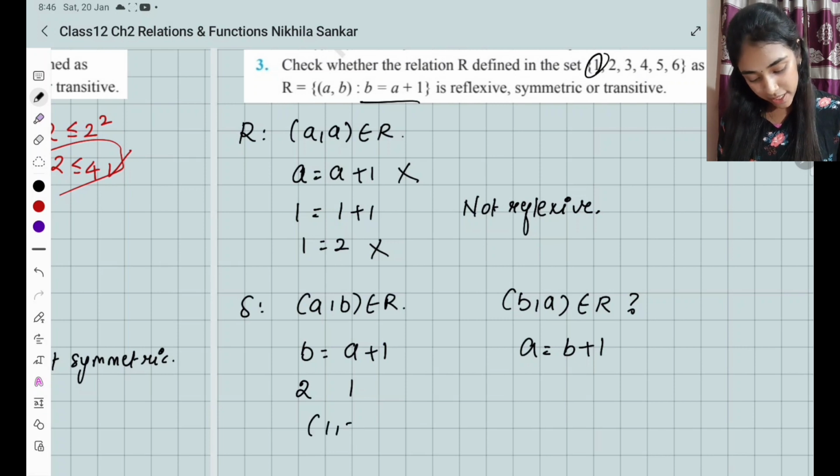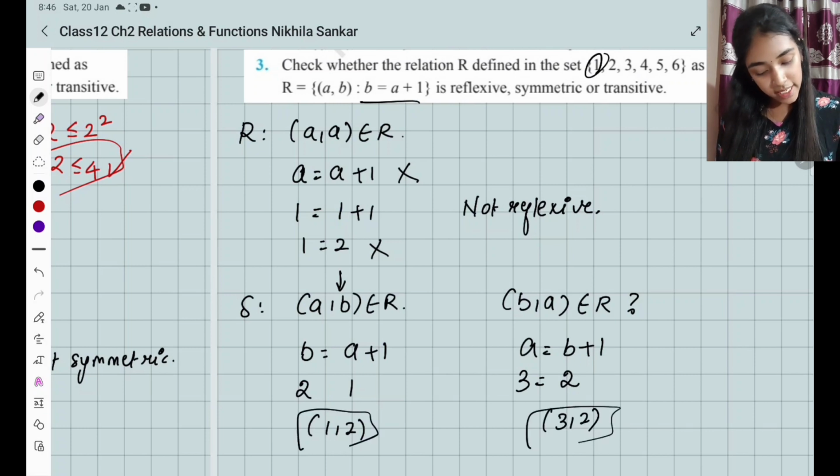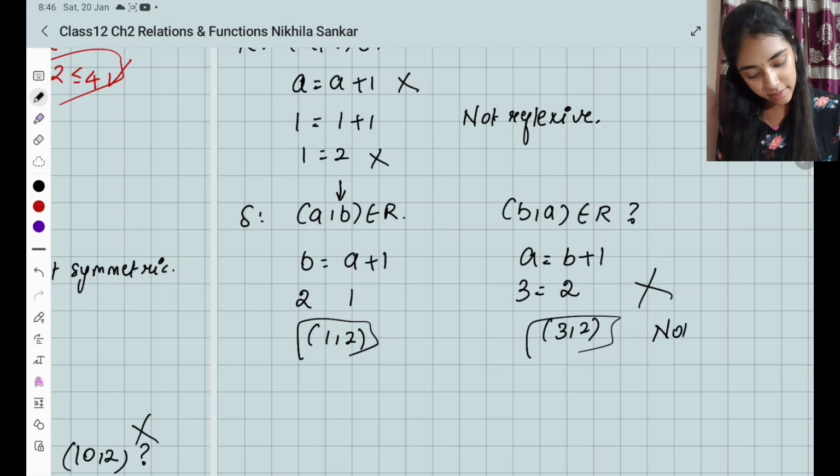So in this place, a, b values are what? 1 comma 2. If b's value is going to be 2, what have we put here? We have taken 2, right? So if b's value is going to be 2, a value is going to be 3. So here you have 3 comma 2. But in this place there is 1 comma 2, and here there is 3 comma 2. So this is not possible. Correct? So this is not going to be true. So it is also not symmetric.